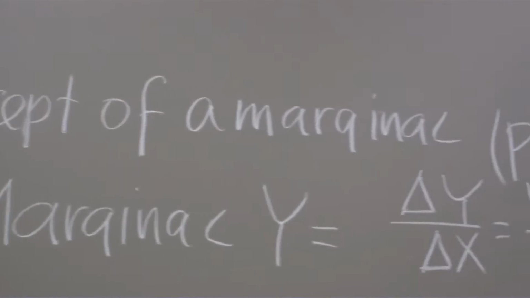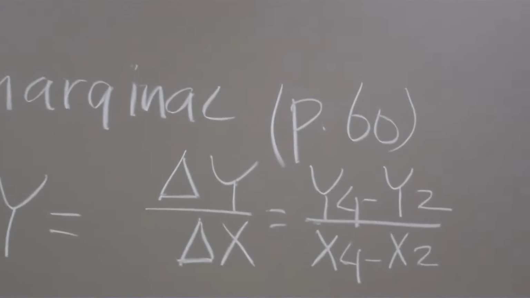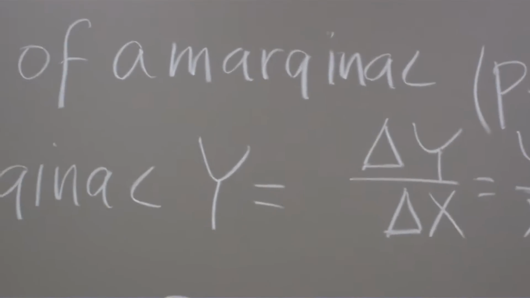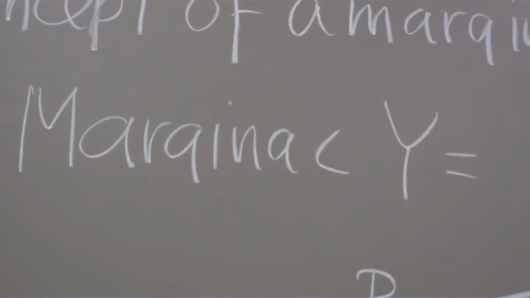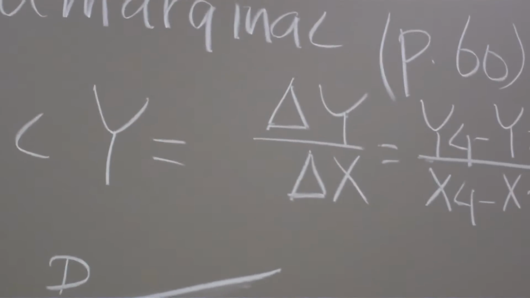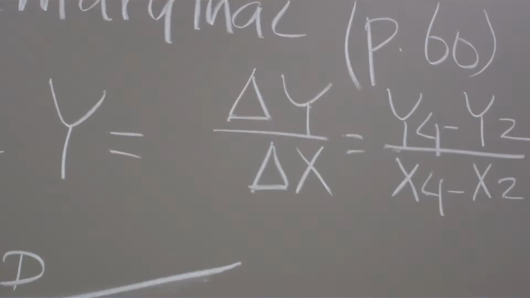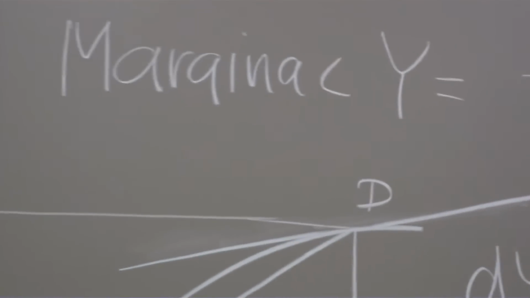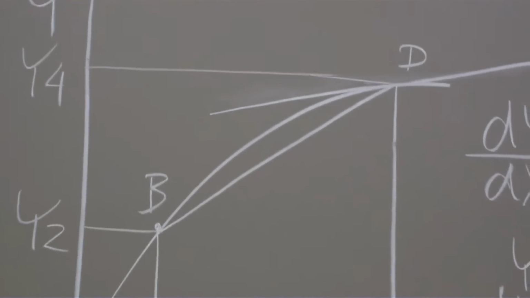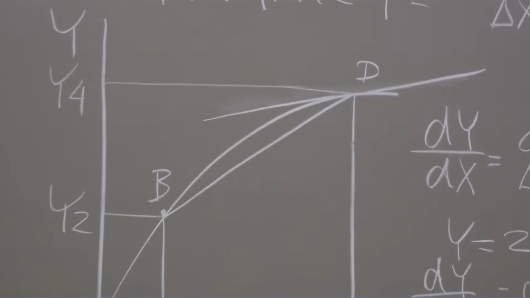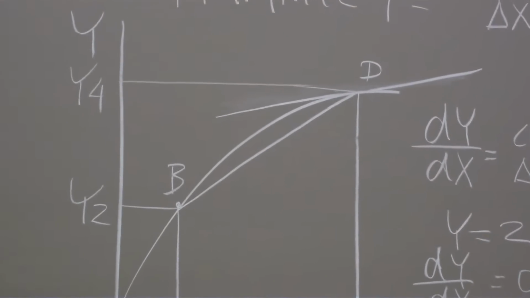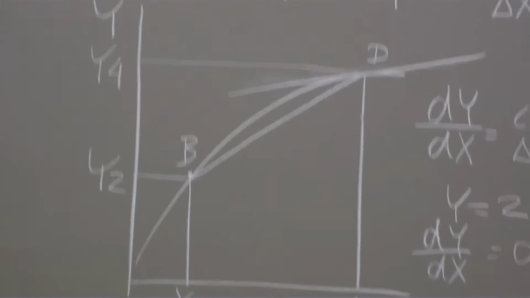Concept of a marginal in your textbook on page 60. Okay, so marginal y equals the change in y over the change in x. If you look at the graph, this is the graph with y on the vertical axis and then x on the horizontal axis.